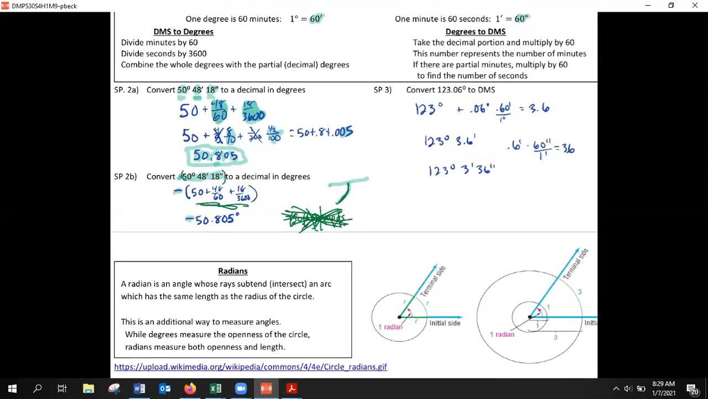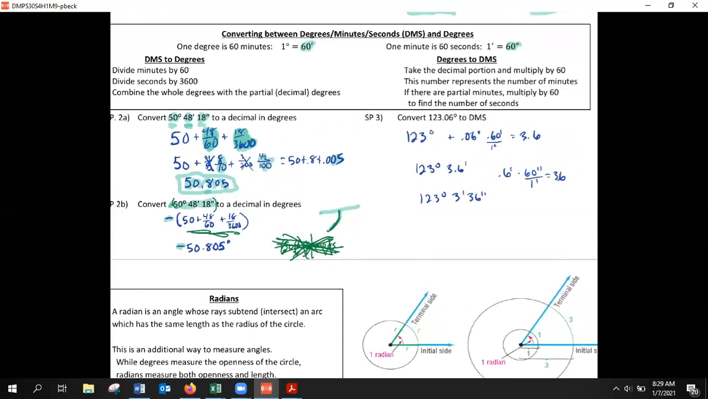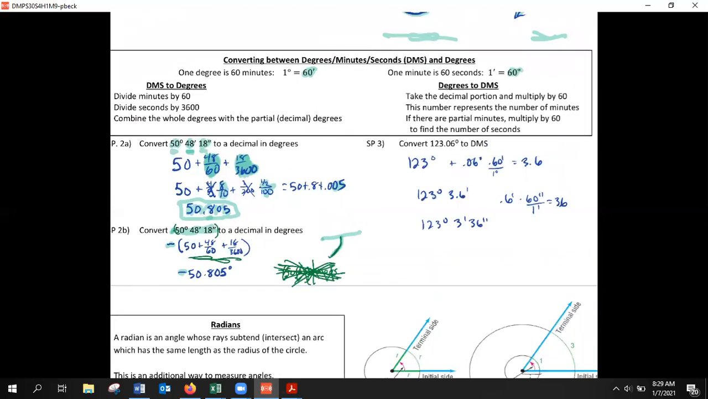All right, problem number 3. Now we're going to go backwards. So to go back to degrees, minutes, seconds, we're going to take only the decimal portion and then multiply by 60. So if I have this 123.06 degrees, I know I have 123 full degrees. Now, how many minutes and how many seconds? Well, I take that 0.06 and I multiply by 60 to figure out how many full minutes I have. And it turns out in this case, I have 3 full minutes.